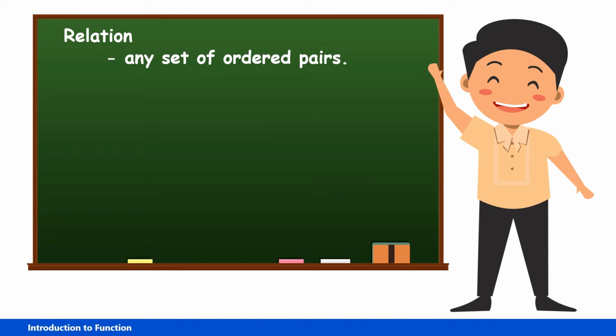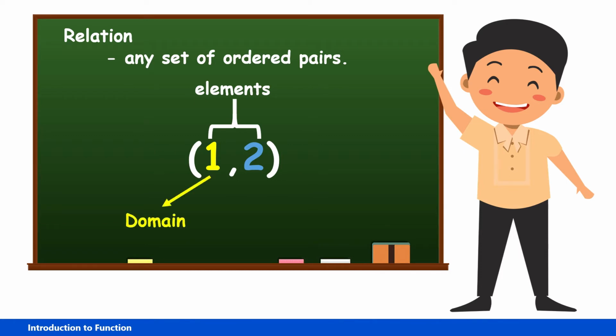So relation is any set of ordered pairs. At ang ating ordered pair ay naglalaman ng dalawang elements that are written in the fixed order. In a relation, the set of all first elements of the ordered pairs is called the domain of the relation. And the set of all second elements is called the range.